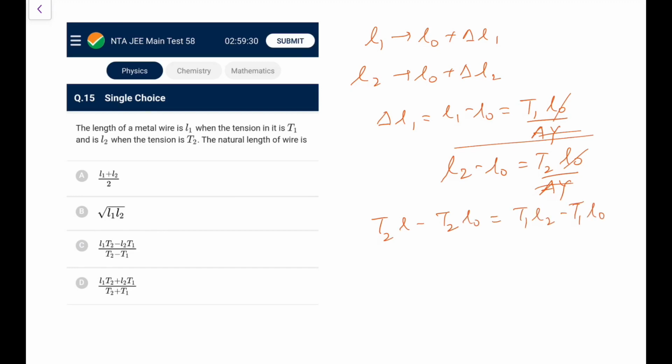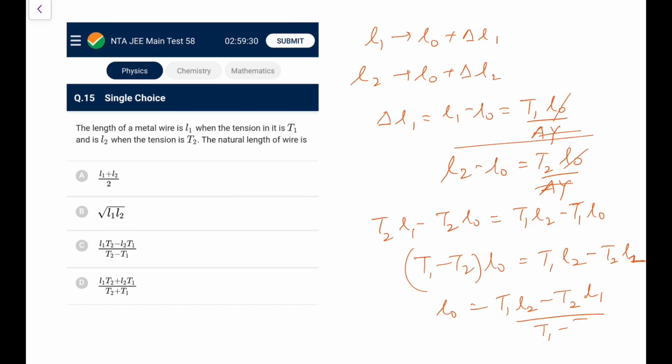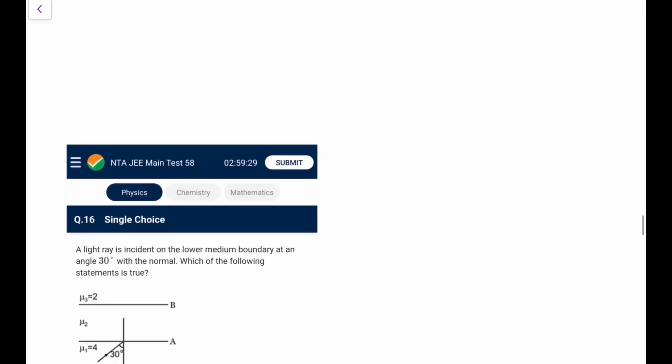Okay, so now what we have, no, I'm doing a mistake. I need to find L0. So taking L0 terms together, what I have, (T1 minus T2) L0 is equal to T1L2 minus T2L1. So L0 is (T1L2 minus T2L1) upon (T1 minus T2). So this is the way we will write. And if it reverses, T2L1 minus T1L2, that is one and the same thing. So option C is the most appropriate. You must have done this question also, a very common question.